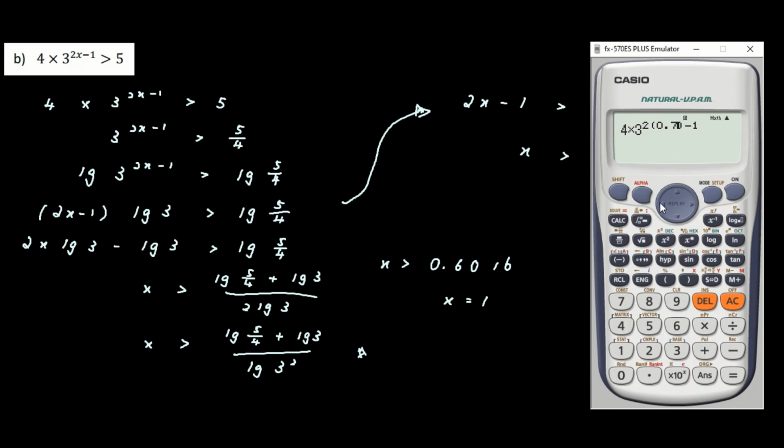Or you can just try to put in a number that is smaller. So when you put 0.5, you see you get a number less than 5. So this answer is a correct one.